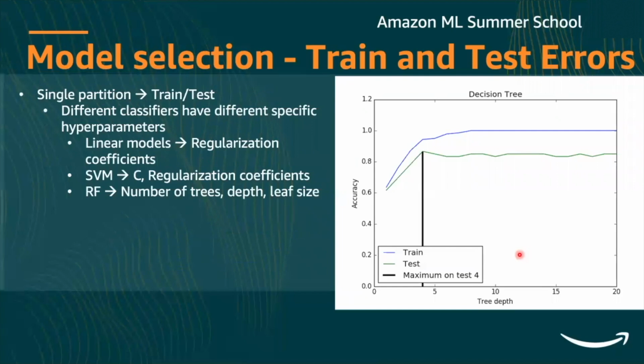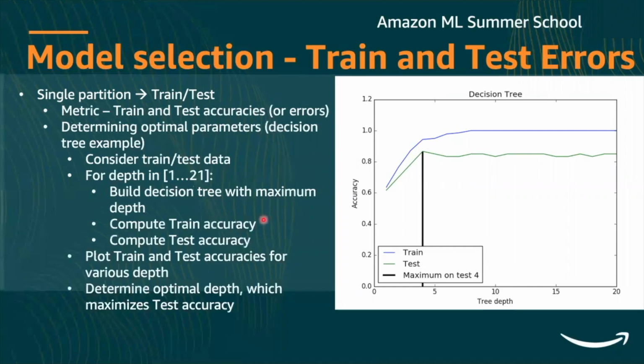Typically, different classifiers, as I said, have different hyperparameters or knobs you can tune. Let's say for a linear model, you have a regularization coefficient. For SVM, you have C, gamma, and other coefficients. For random forest, you have number of trees, depth, leaf size, and so on and so forth. So let's say we have decided on a metric, and that metric is accuracy. Then you want to select the best possible value of the hyperparameter for that decision tree, for which you get the optimal performance on the test set.